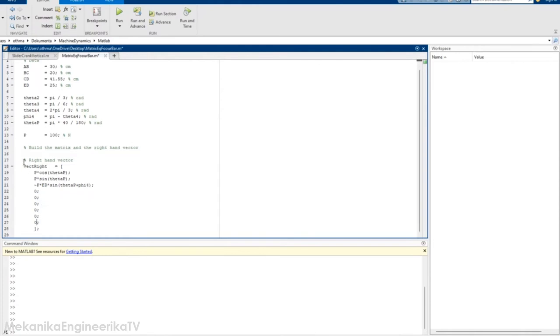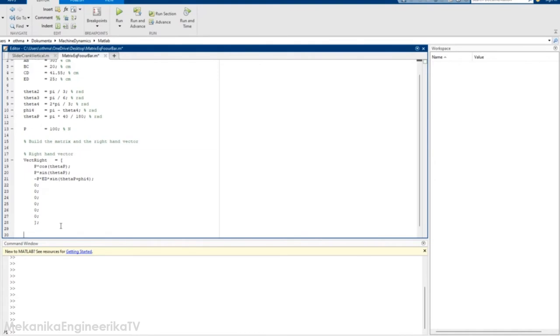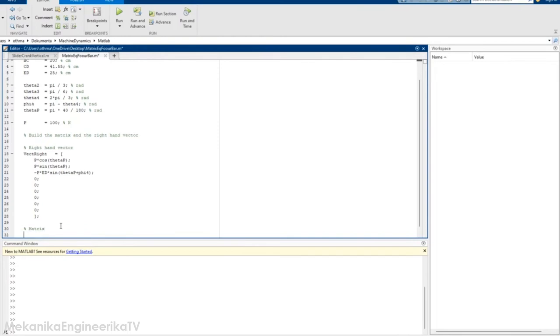With this, the lines from 18 to 28, I will give the commands that will let MATLAB calculate the second, or the right-hand vector. Now with this, I have calculated the right-hand vector. Now I will move to define the matrix. I will do the same. I will define them row by row.